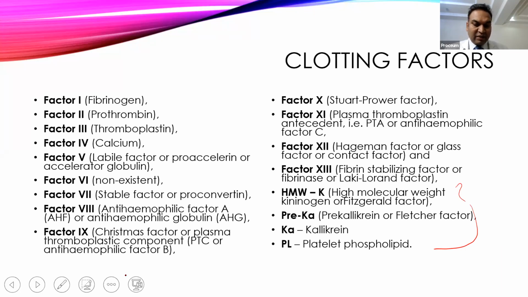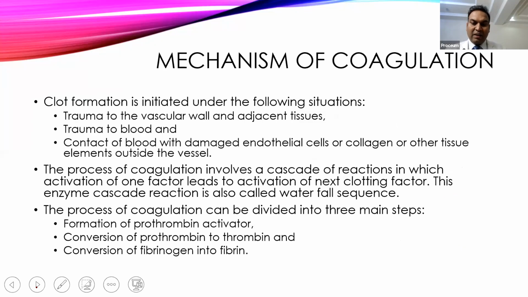So these factors are involved in the coagulation mechanism, and this formation of the clot occurs in three conditions. Whenever there is damage to the blood vessels, clot formation will occur. When blood flow is there and an injury occurs to the blood, then also clot formation occurs. And when damage occurs to the endothelium of the blood vessel. When any one of these three conditions occurs, it will initiate clot formation.